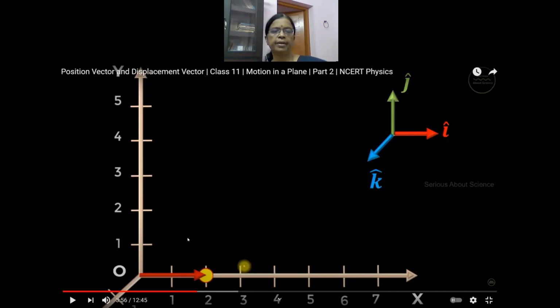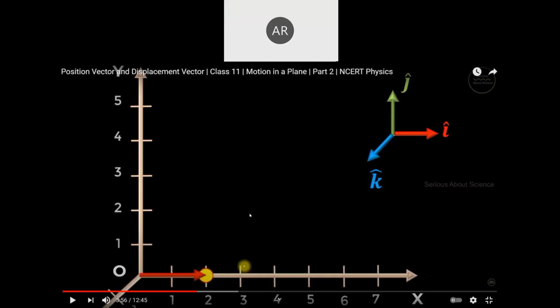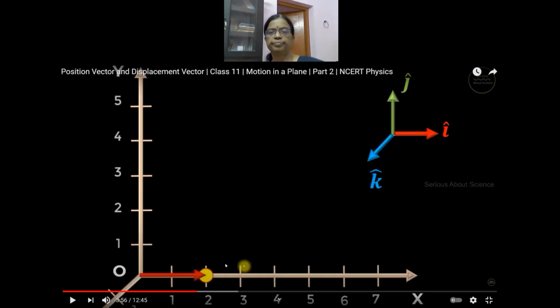When it is at 2 centimeter from the origin, how will you represent the position vector now? Arjun? How will you represent now? It is at 2 centimeter. So, 2 into i cap. Very good. 2 into i cap. So that is the representation, of 2 units.